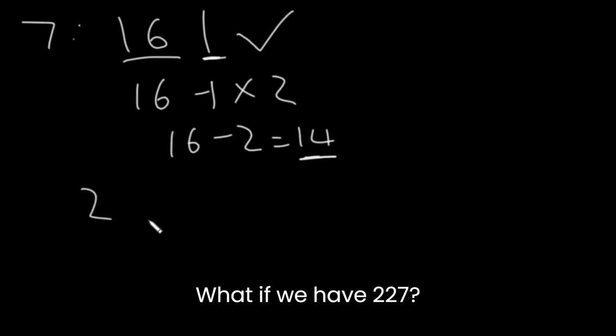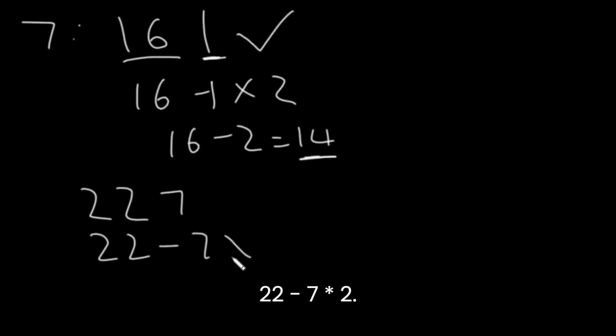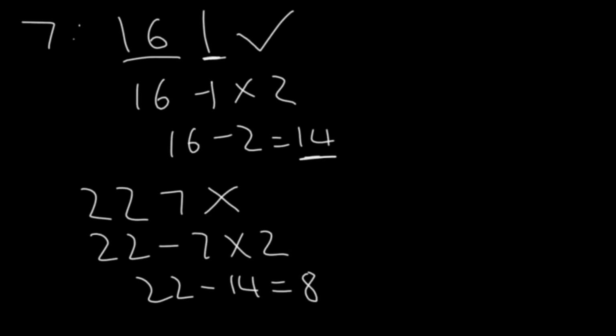What if we have 227? So we have to do 22 minus 7 times 2. 22 minus 14 is 8. 8 is not divisible by 7, so 227 is not divisible by 7.